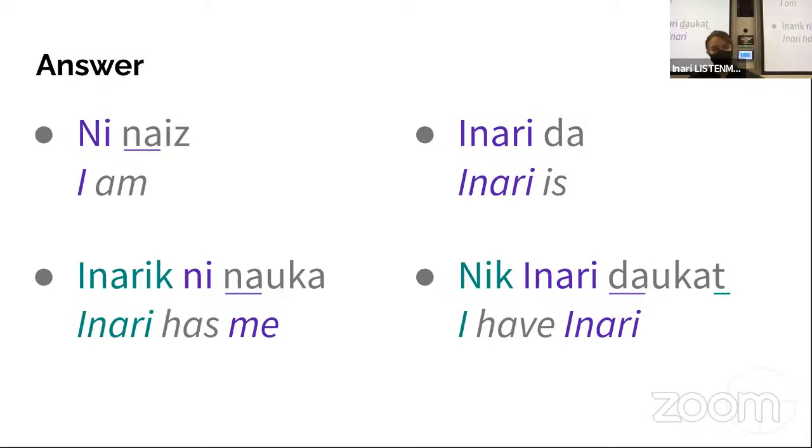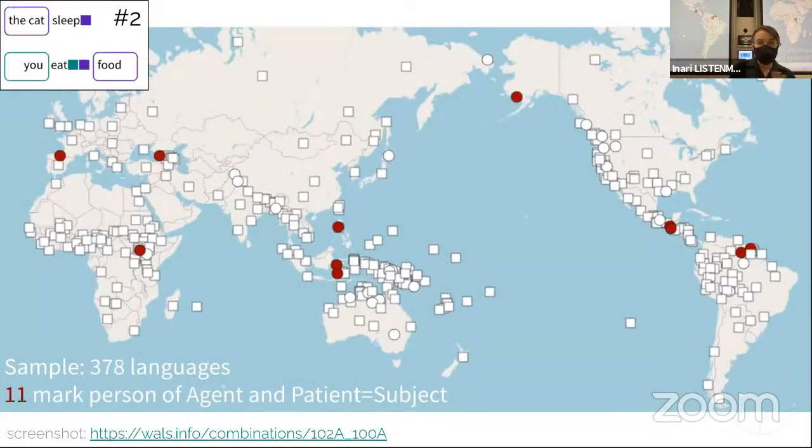My goal with this puzzle was just to give you an intuition for what it means to mark the subject the same as the object. So that's what it means. And as you can see from the map, it's not quite as popular, but 11 languages from the sample do that. And we even have one in the RTL, that's Basque.